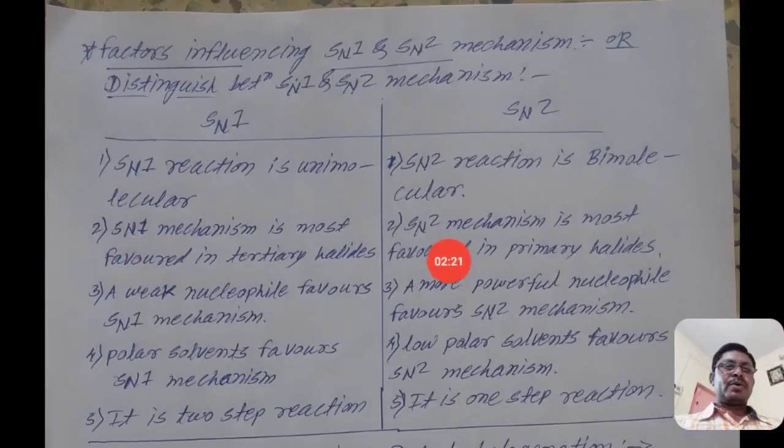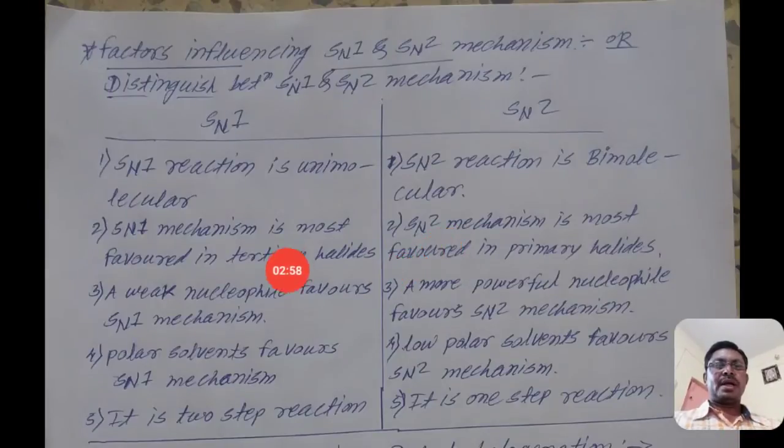And the SN2 reaction is completely opposite to the SN1 reaction. The SN2 mechanism is most favored in primary halides. The order of reactivity of the SN2 reaction is primary alkyl halides greater than secondary, and secondary greater than tertiary. That means primary alkyl halides are most favored for the SN2 reaction. Primary alkyl halides favor SN2 reaction, and tertiary alkyl halides favor SN1 reaction.